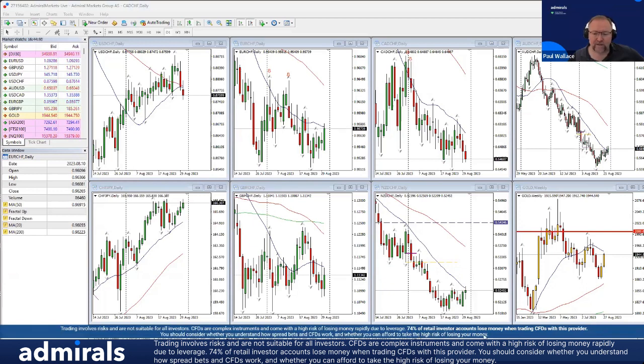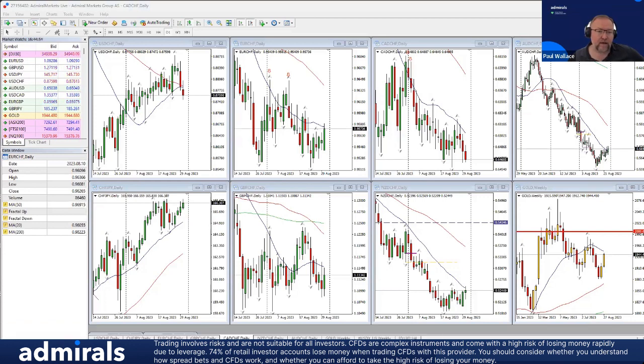Why are we looking at Swiss franc? Well, Swiss franc has been pretty strong, pretty strong the last few months.